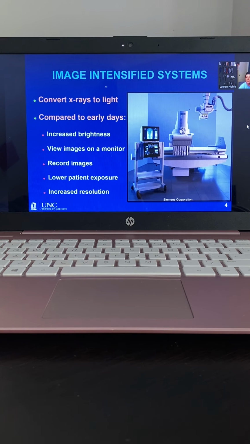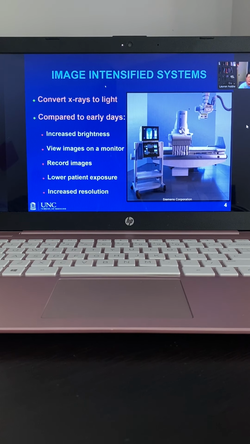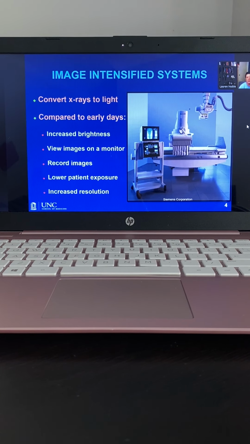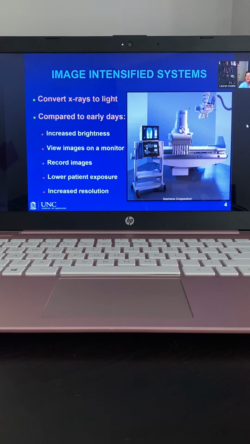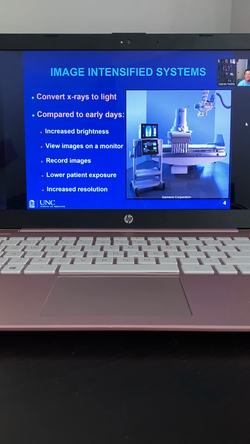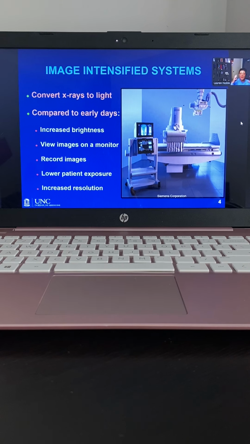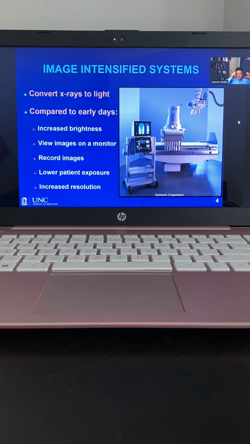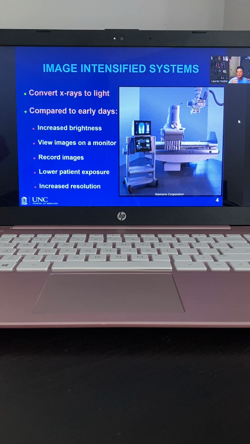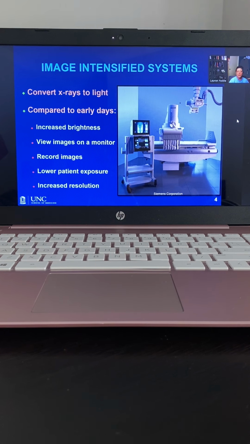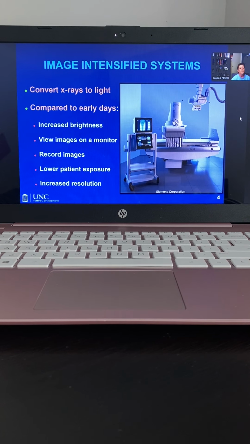That's why it's called image intensified, because it increases the brightness of the image. The brightness of the image is great enough that we can actually view the images on a monitor. We don't need that funky little device that you put up to your eyes in order to view the image. So the image can be viewed on a monitor.